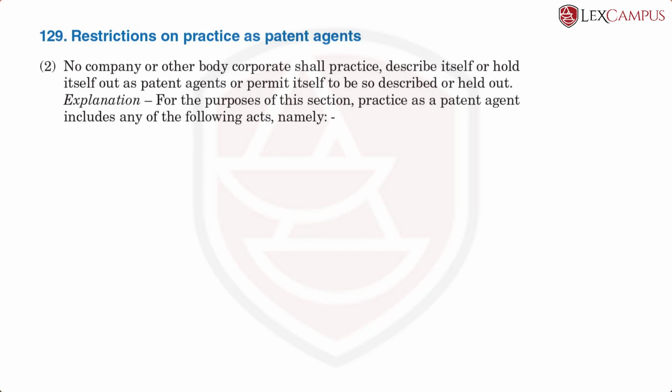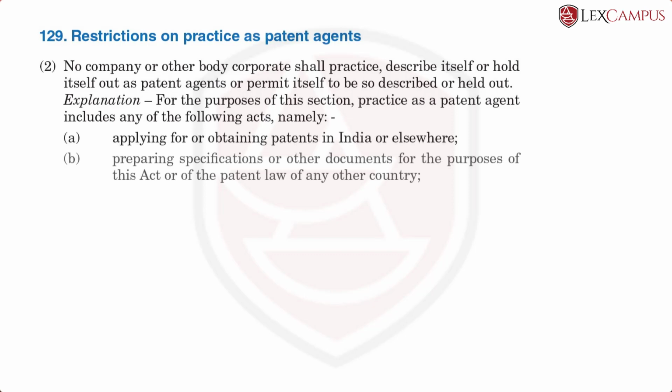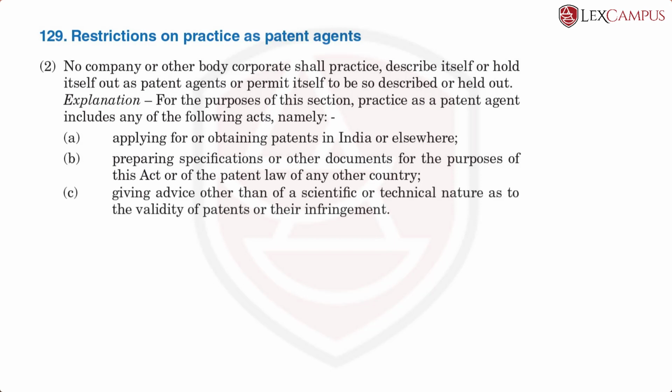Now, the practice of the patent agent, we saw practice before the controller in the earlier section. Now, that is mentioned here in detail. Now, what does the practice include? Applying for and obtaining patents in India or elsewhere, preparing specifications and other documents for the purpose of this act and of the patent law of any other country, giving advice other than of a scientific and technical nature as to the validity of patents and their infringement.